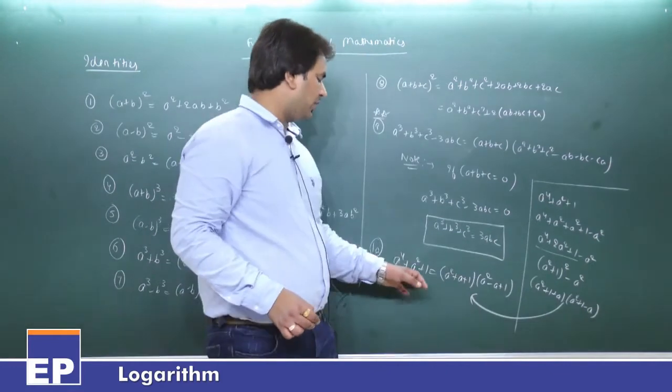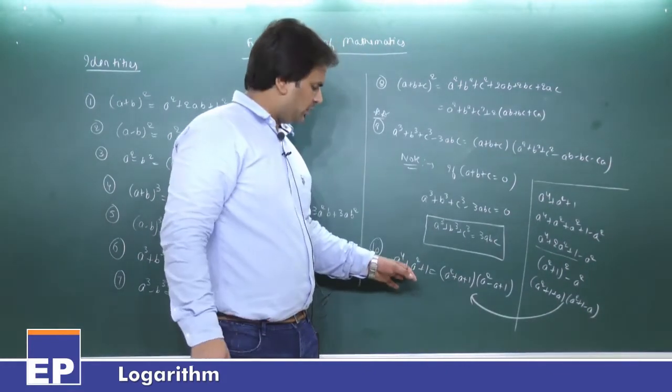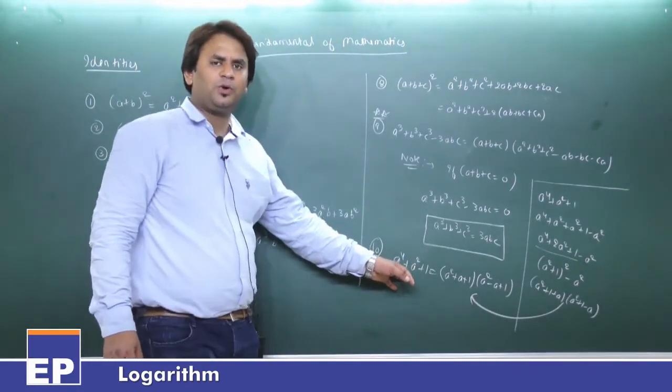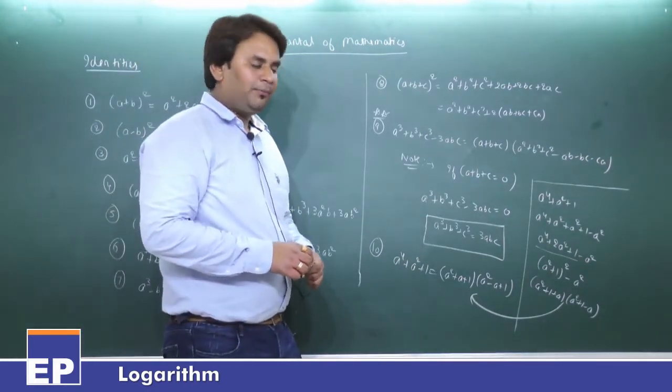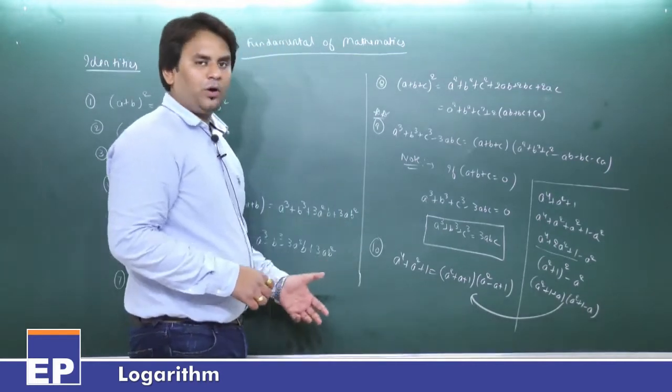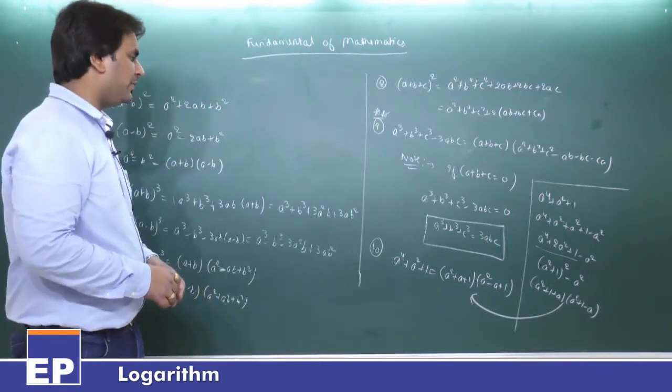Okay, so this is the formula, this is the factorization. So you should remember it. A to the power 4 plus a square plus 1 will be equal to a square plus a plus 1 into a square minus a plus 1. Note it down, all the formulas, all the identities, you have to remember them. Note down.